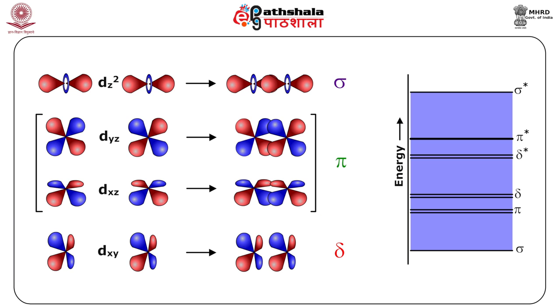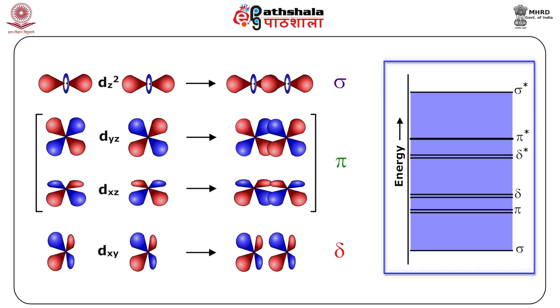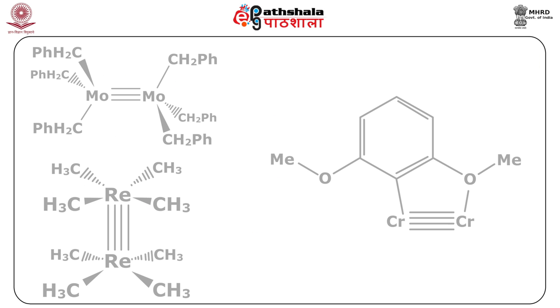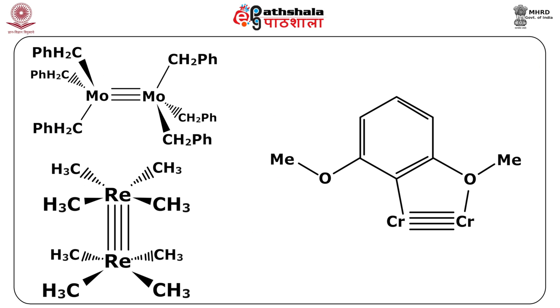The dx2-y2 orbital is also utilized for bonding with ligands. The energy diagram shown here points towards the possibility of a quadruple bond, which could result when all the bonding orbitals are occupied to give an electronic configuration of sigma2 pi4 delta2. Examples of multiple bonds containing metal clusters are here.